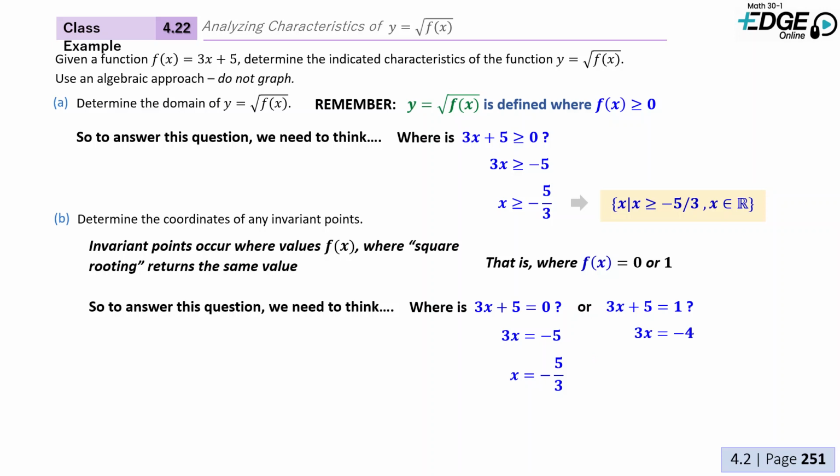Subtract 5 from both sides, so 1 minus 5 is negative 4. And then divide both sides by 3, we get x is also equal to negative 4 over 3.